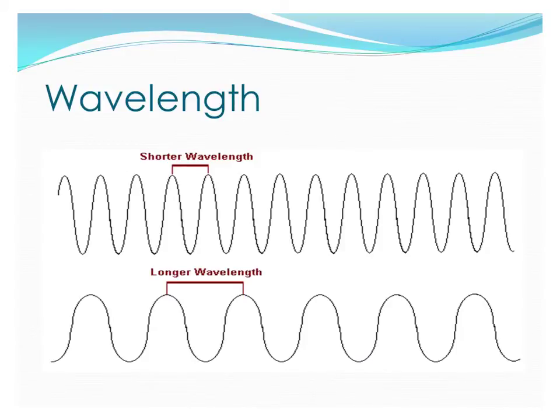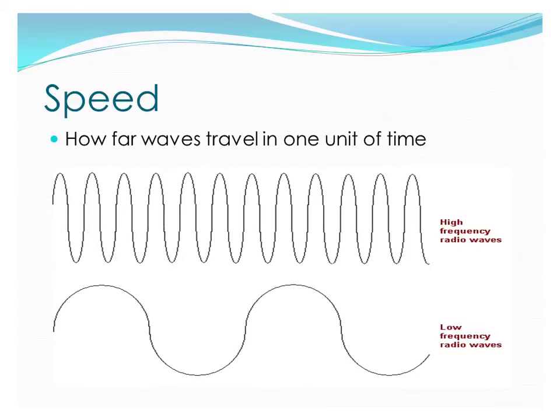So comparing these two different waves here, if the wave looks like it's squished together, that means that the crests are closer together. That means we have a shorter wavelength. The length of the wave is shorter. When the wave is spread out more, that gives us a longer wavelength. And we talked about speed last 9 weeks and how it is the amount of distance that an object can travel in a certain amount of time. So when we apply it to waves, it would be how far a certain wave could travel in a specific amount of time.